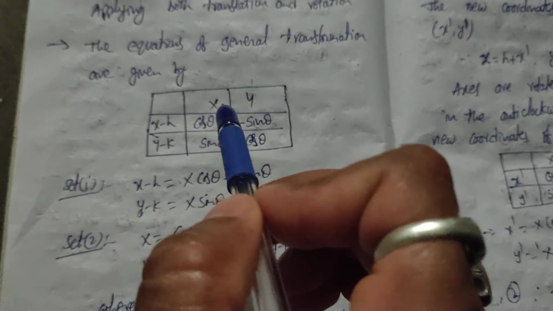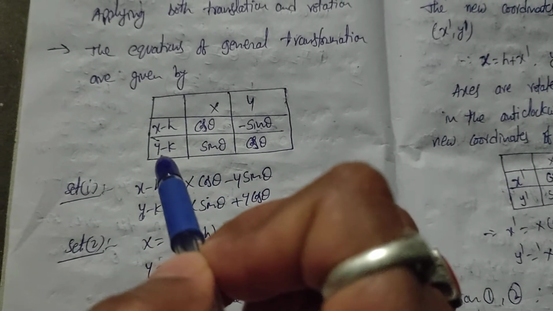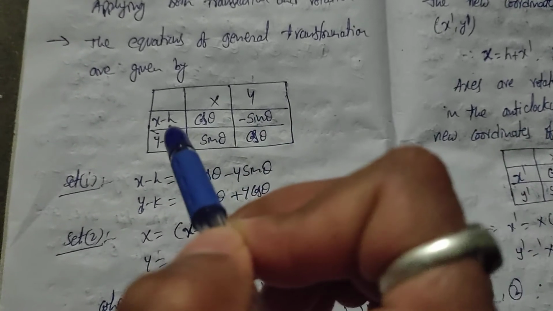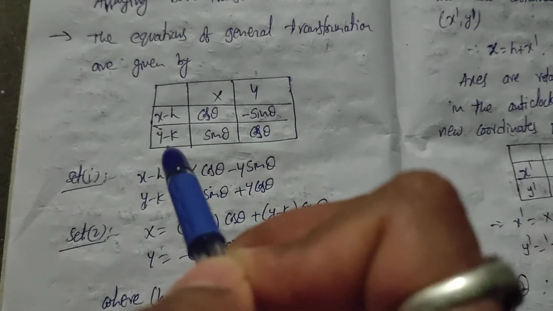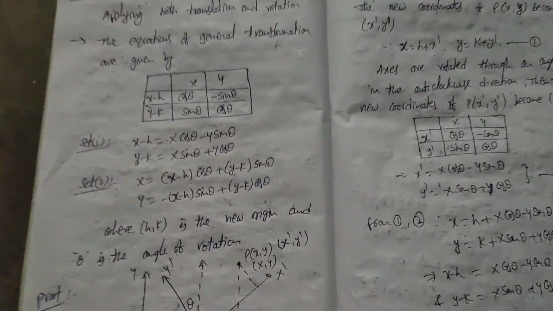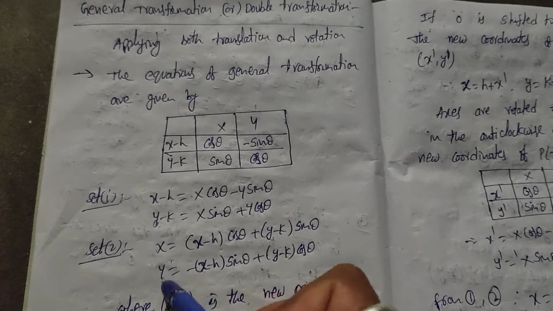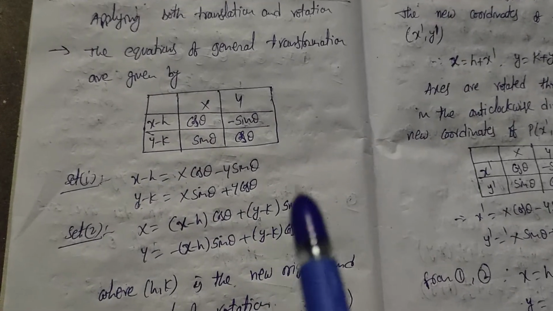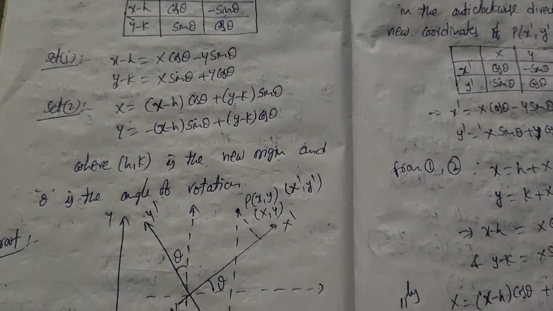Similarly, if you want to find capital X comma Y, capital X is equal to x minus h into cos theta plus y minus k into sin theta. Again capital Y is equal to minus of x minus h into sin theta plus y minus k into cos theta. So these are the four formulas. This is to find the original coordinates, and this is to find the new coordinates when origin is shifted with rotation by angle theta.